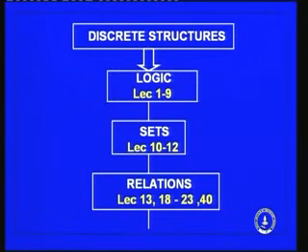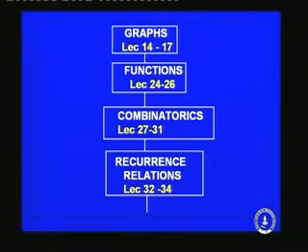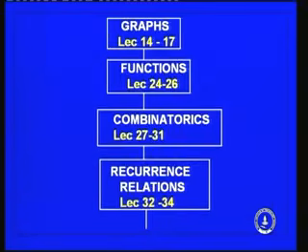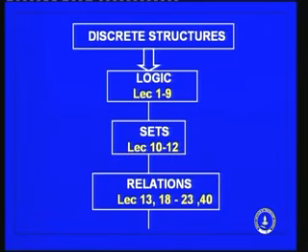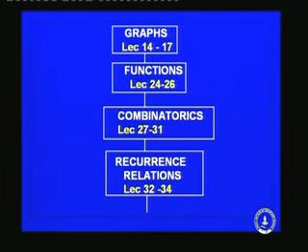Then we go on to relations. In relations, first we have lecture 13, then afterwards we shift to graphs from lecture 14 to 17, then again come back to more properties of relations from 18 to 23. Then the last lecture will be about lattices, which is also about partially ordered sets. We will learn about certain basic facts about graphs in lecture 14 to 17. Then we learn about functions in lecture 24 to 26.